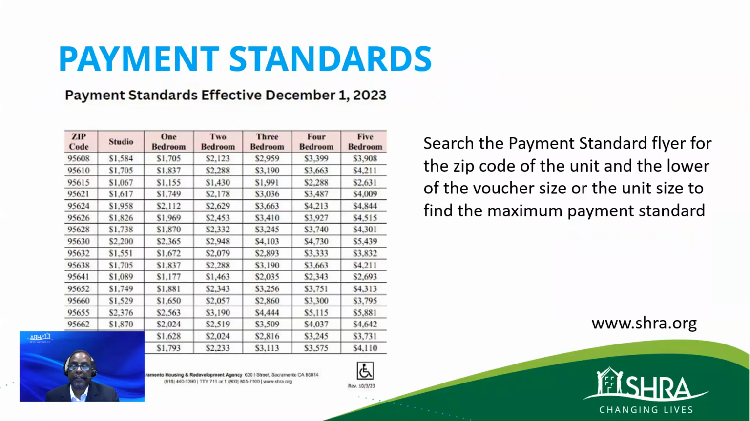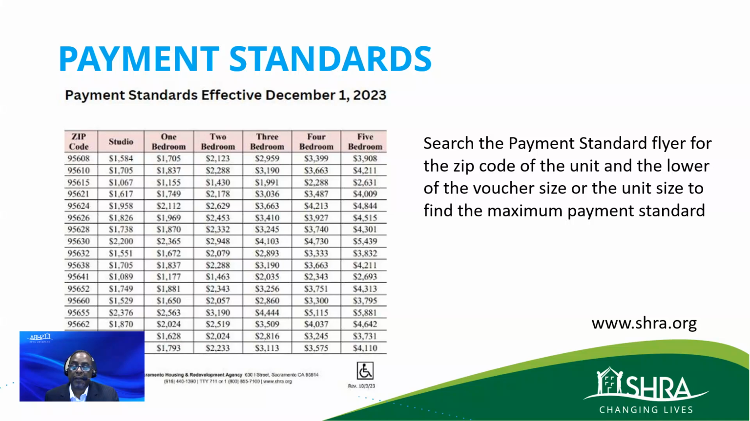The payment standards and the family's income together are used to determine how much the tenant pays and how much subsidy the family qualifies for. Payment standards are updated annually and based on fair market rent published by HUD, or as I mentioned earlier, the U.S. Department of Housing and Urban Development.